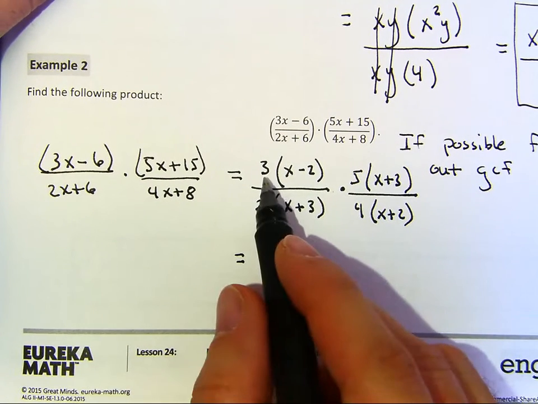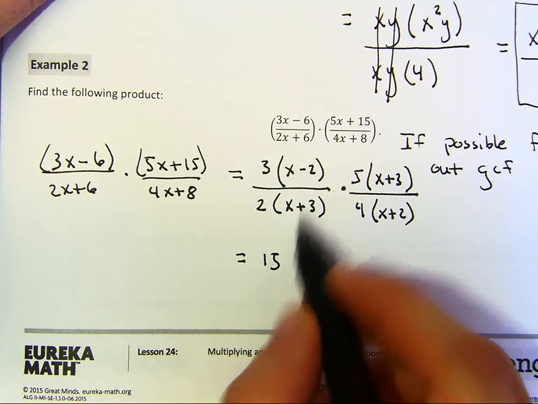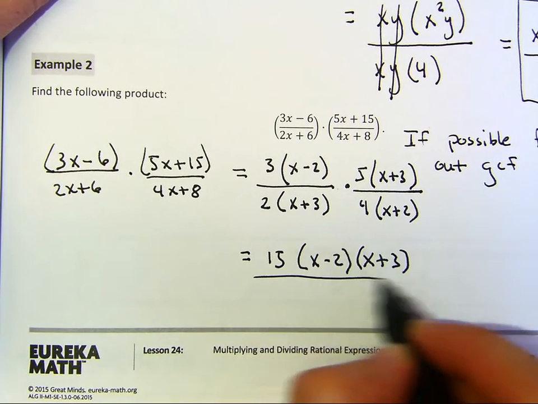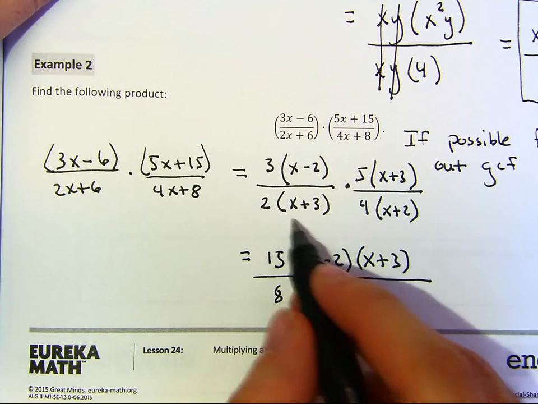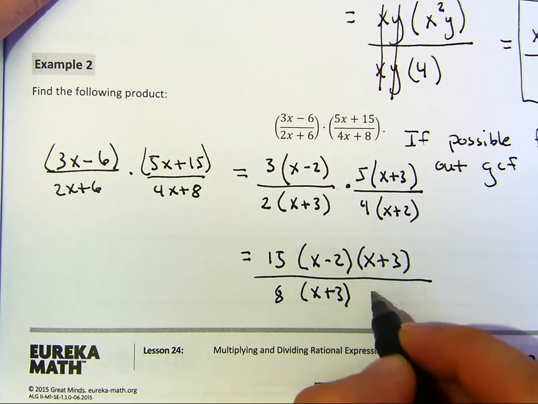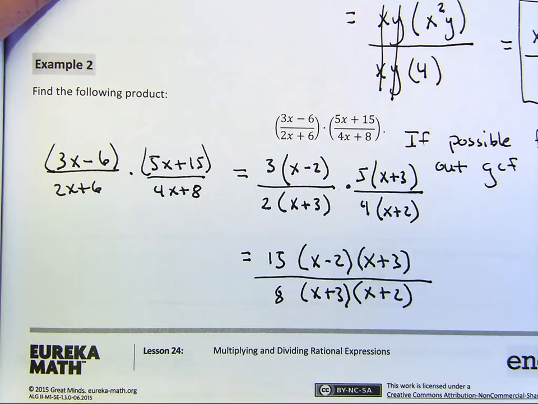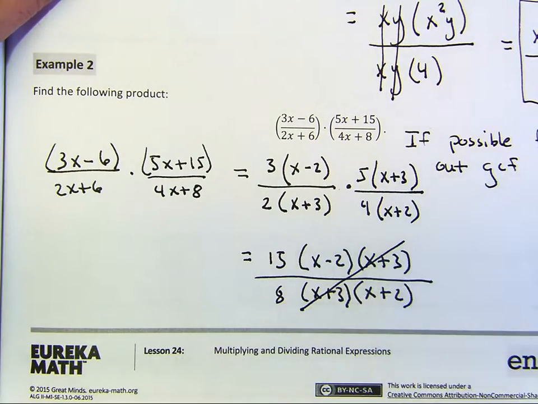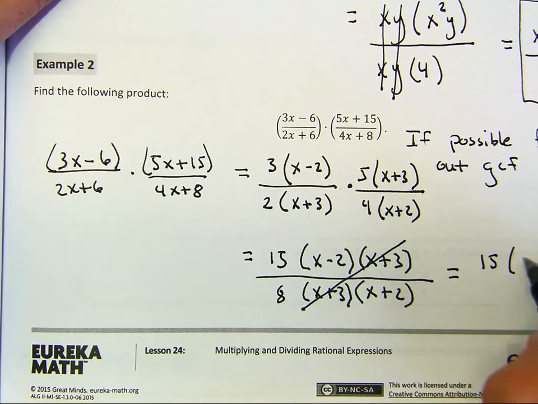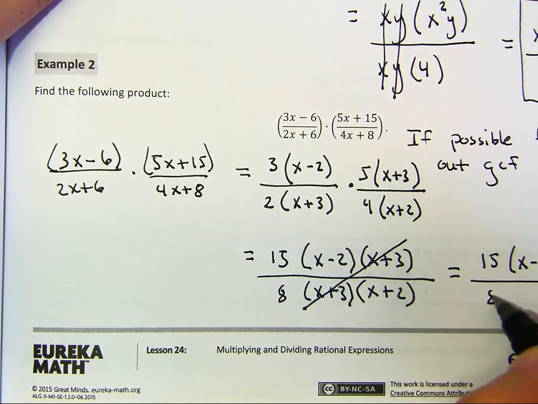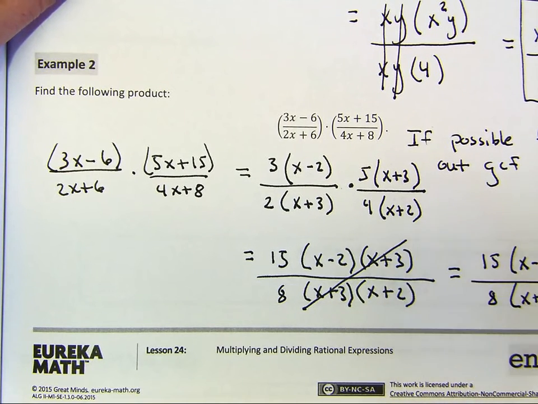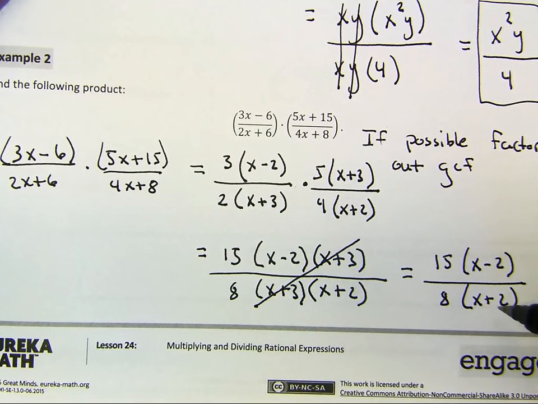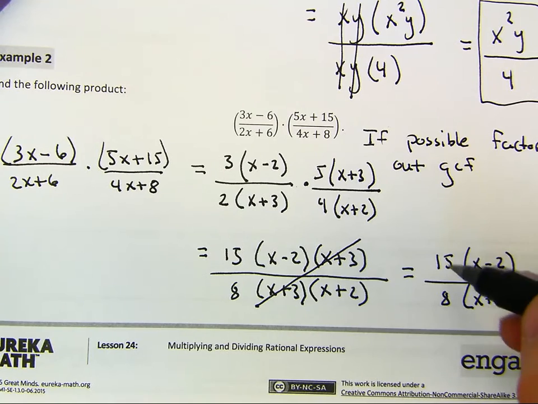Now here, we could just multiply everything straight. Notice that 3 times 5 is 15, and let's just leave this x minus 2 and x plus 3. And then what's on the bottom? 2 times 4 is 8, and this becomes what? x plus 3 and x plus 2. Okay? Now what can we do? These x plus 3's cancel, and you're just left with 15 times x minus 2 over 8 times x plus 2. And notice that I can't cancel these out because it's a minus 2 and a plus 2.